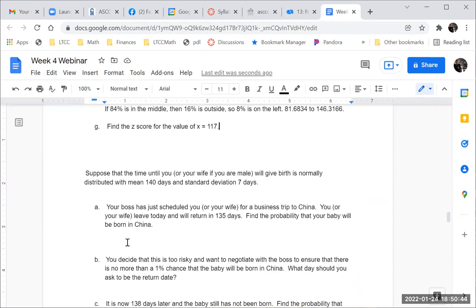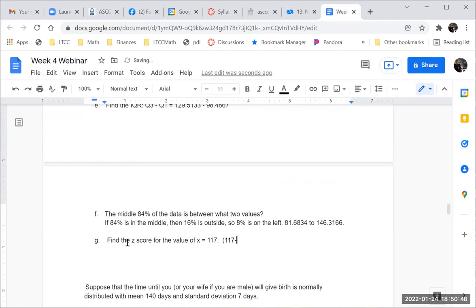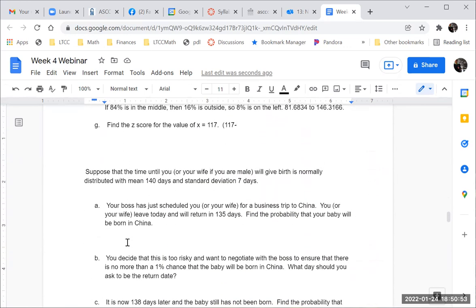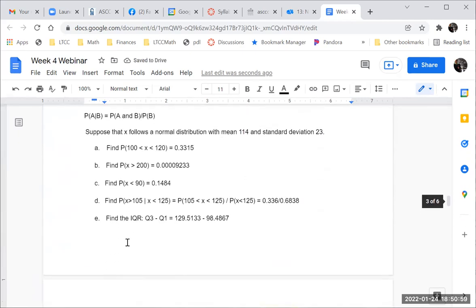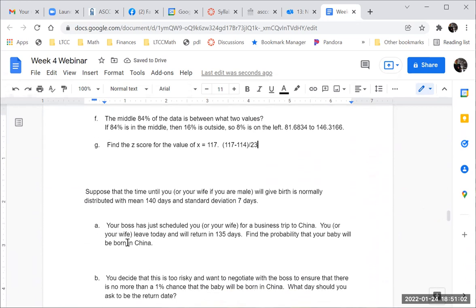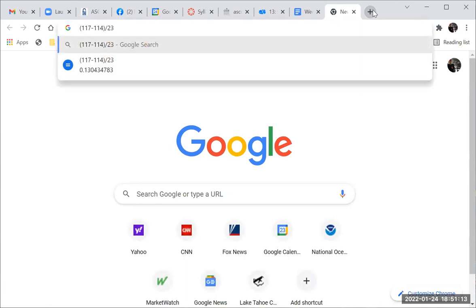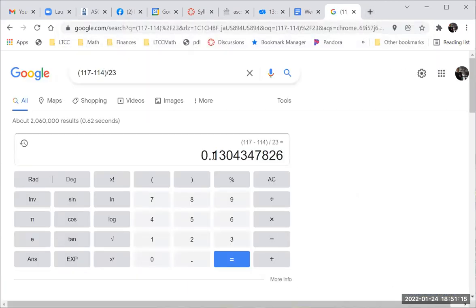So for the z-score, you just take 117 and you subtract the mean, which again is 114. And then you divide by the standard deviation, which was, I believe, 23, but let me double check. Yep, 23. I mean, you could use a z-score calculator too, but I don't know. I'm going to use Google's calculator. I'm going to copy and paste that. And 0.1304.